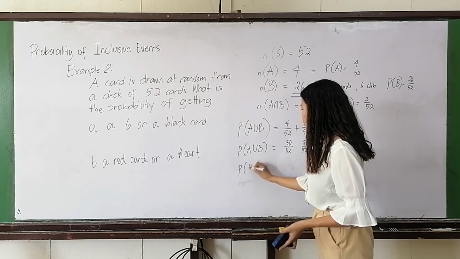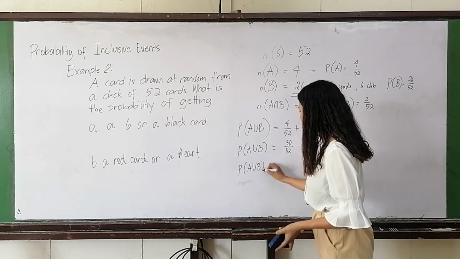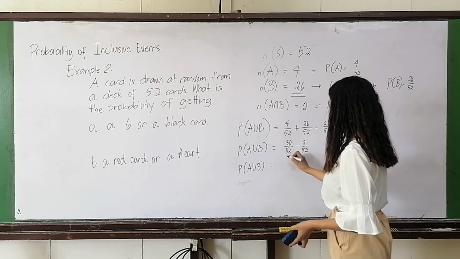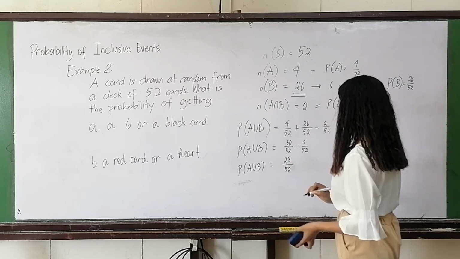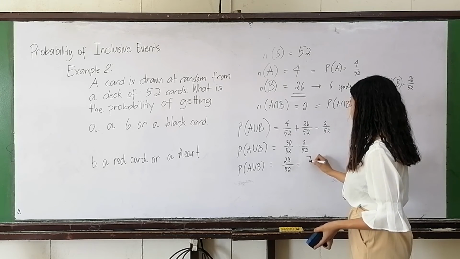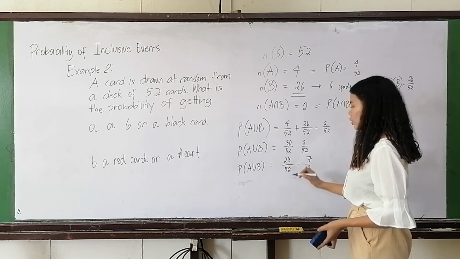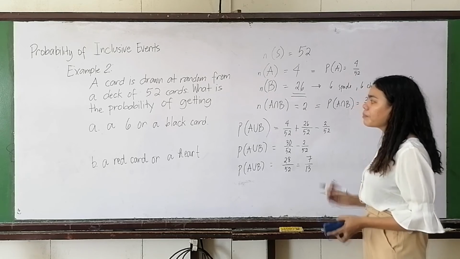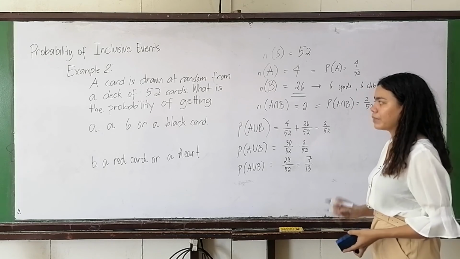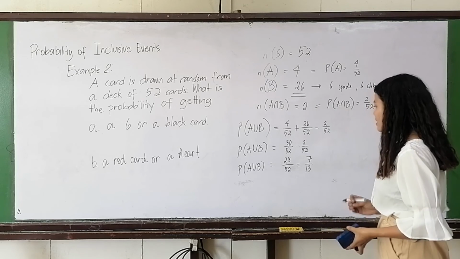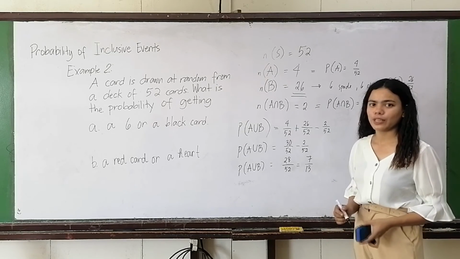So we have A union B to be equal to 28 over 52, or this is equal to 7 over 13. So the probability that we will have a 6 or a black card from a deck of cards is 7 over 13.